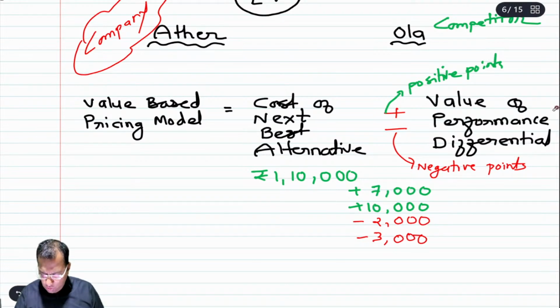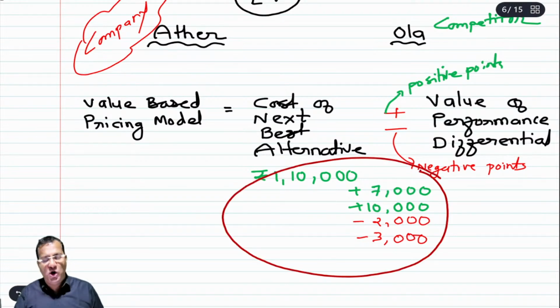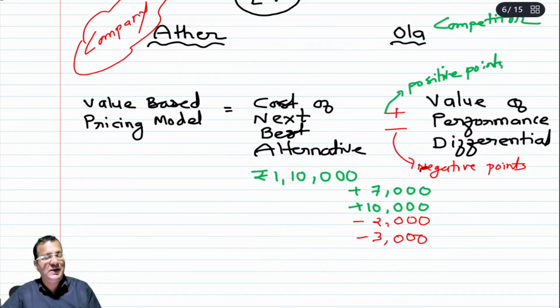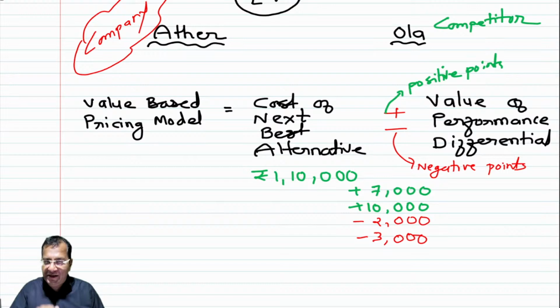So when I total all these points and arrive at a price, that price is known as the value-based pricing model. It's an advancement of competitive pricing. From what my competitors are charging, I will add my positive points. Positive points mean the features I am offering but my competitor is not offering. I will convert that into monetary terms. Second, performance differential. Negative points are the features that my competitor is offering but that are not available in my product.